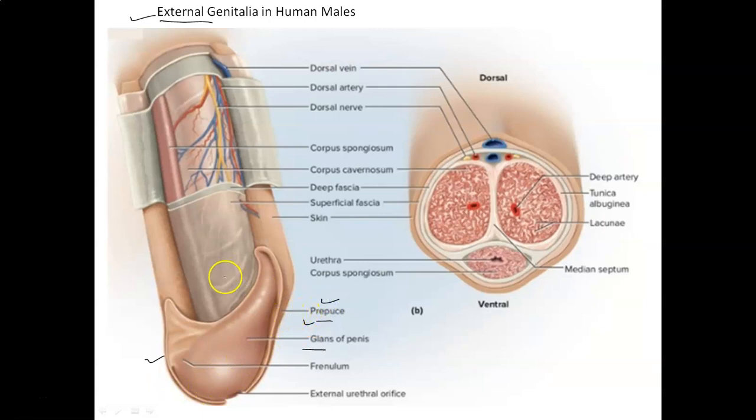Now when we see the transverse section of the external genitalia present in the human male, we can see that it consists of 3 cylindrical erectile tissues which are encased in a sheath, and this sheath you can see here is Buck's fascia. The inner sheath is the deep fascia, also known as Buck's fascia.